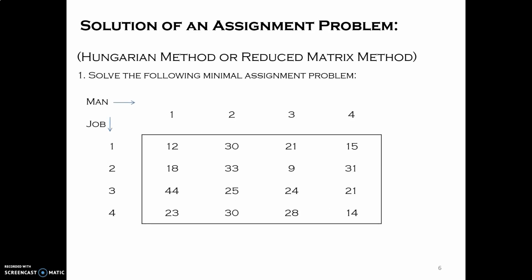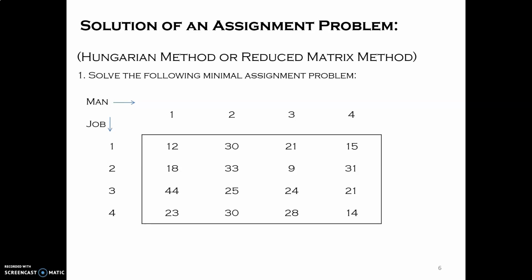So this is the matrix where four jobs and four men are there, right? One, two, three, four men, and one, two, three, four jobs. The cost of doing the first job by man one is 12, the cost of doing the first job by the second man is 30, by the third man is 21, and by the fourth man is 50.